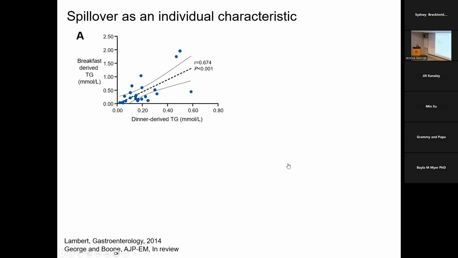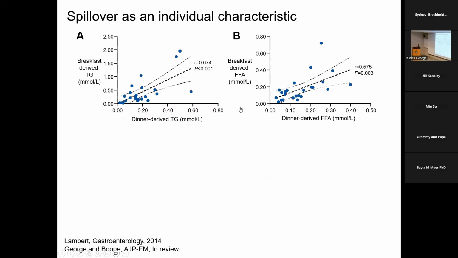Here on the x-axis is TG from dinner with breakfast, TG on the y-axis. We found that the people who had the highest amount of TG from dinner in their blood were the same people who had the highest amount of TG from breakfast in their blood. Similarly, the people with the highest dinner spillover also had the highest spillover from breakfast. Comparing these data between subjects lets us know that spillover is an inherent characteristic of an individual, no matter when they eat a meal.